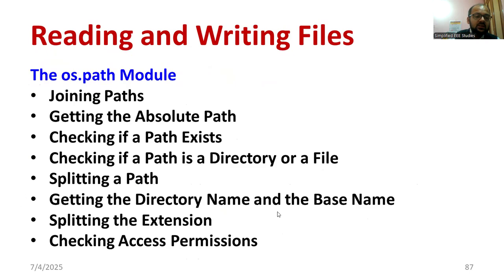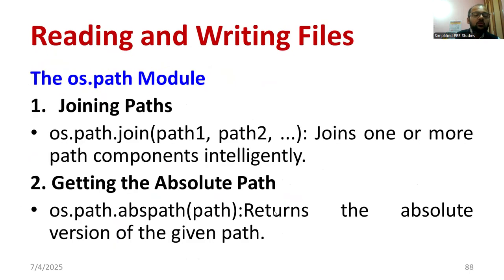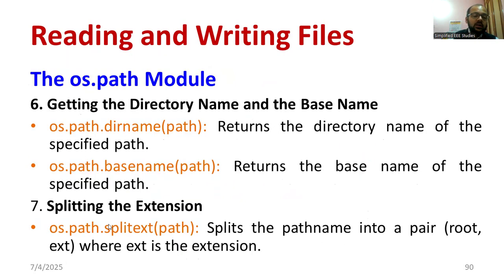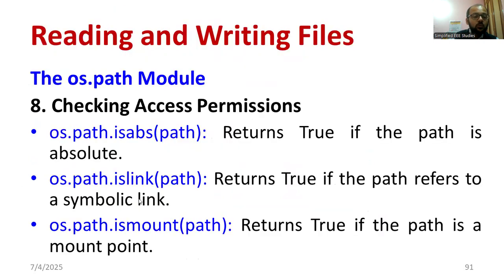So let me summarize. With the help of the os.path module, we are able to join the path, get the absolute path, check if the path exists or not, then check whether the path is a directory or a file. Splitting the path is also possible. Get the directory name and base name. Also split the extension. Those things are also possible. Apart from that, you can check the access permissions by using os.path. With the help of these functions, you can make a note.